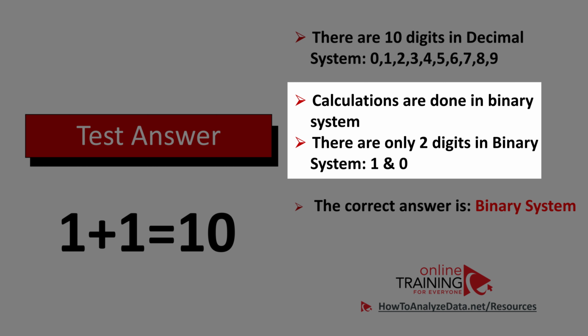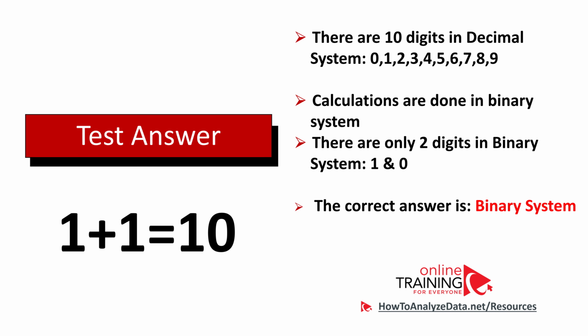So what happens when you add 1 plus 1 in the binary system? What looks like 10 in the binary system is 2 in the decimal system. So the correct answer is that this calculation is possible because of the binary system.